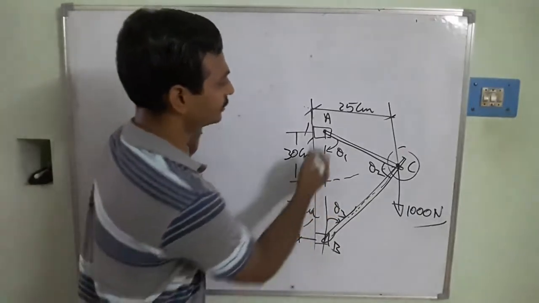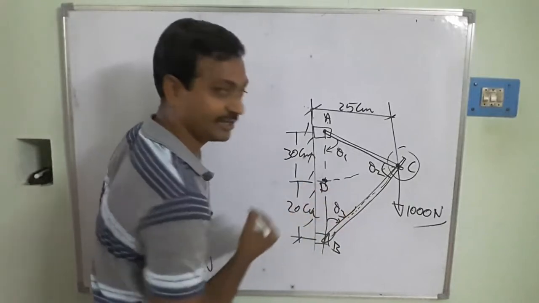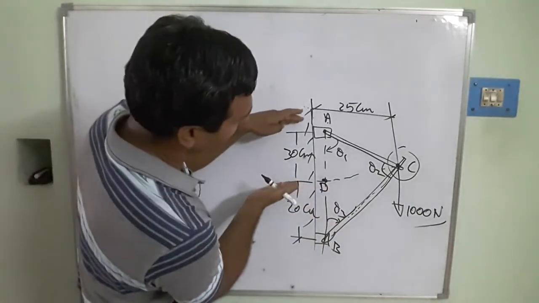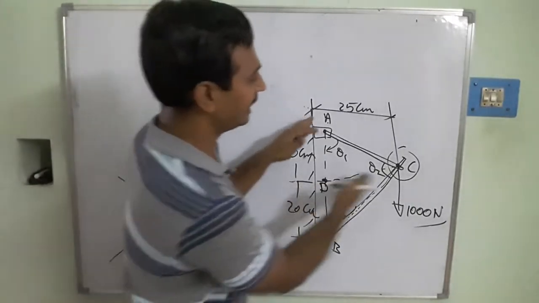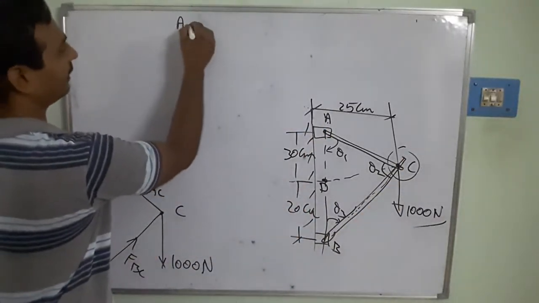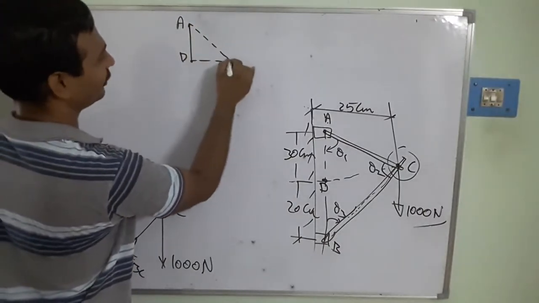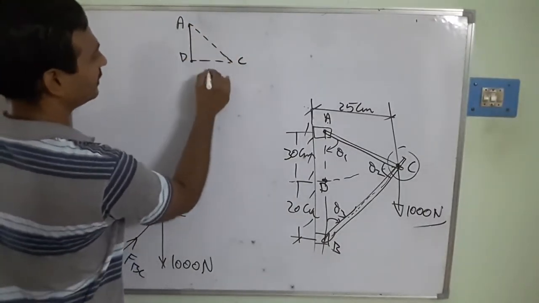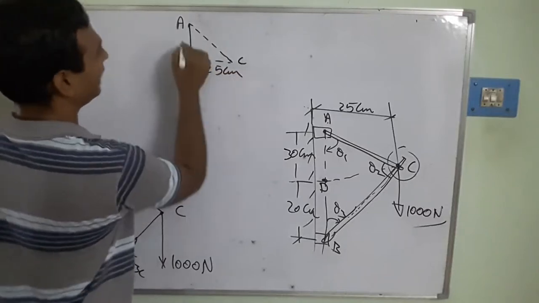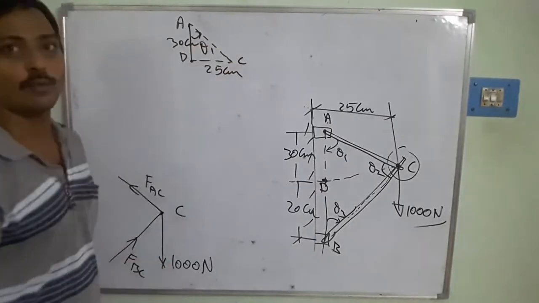Can you see here? This is going to be the point A and the C, and this point I am going to consider as D. Because the length between A and B is 30 centimeters and this is 25 centimeters. So if I take the triangle A, this is your D, and this is going to be your point C, and the distance between this is going to be 25 centimeters and this is going to be 30 centimeters. So we need to calculate theta 1 over there.